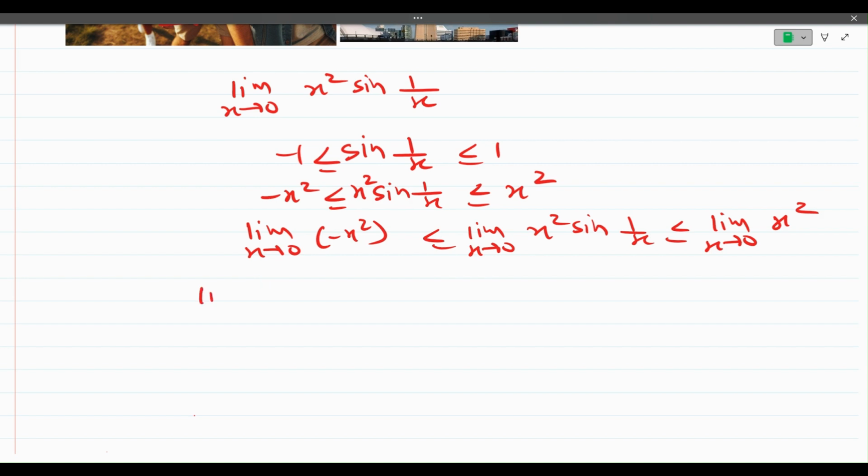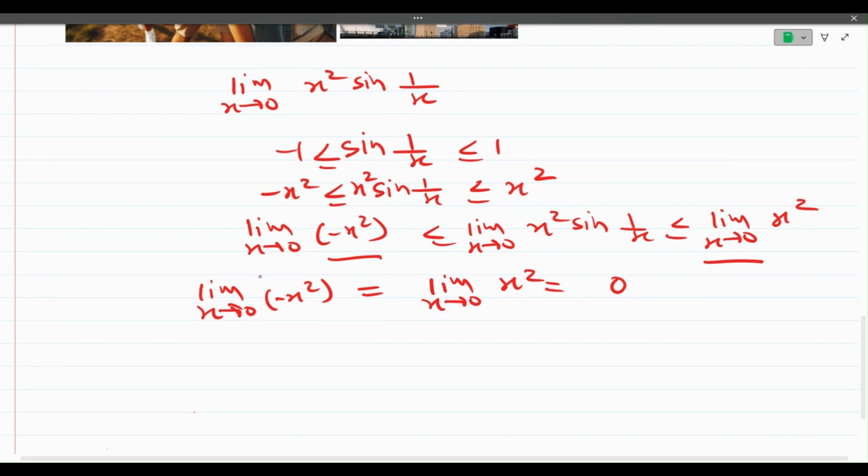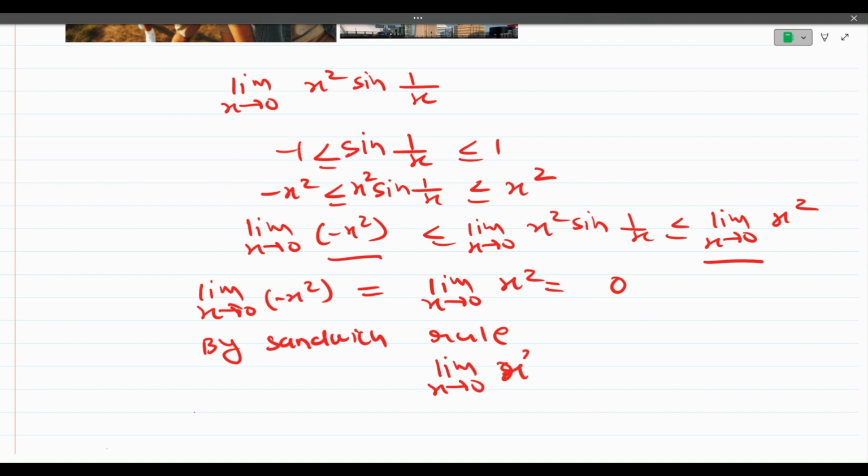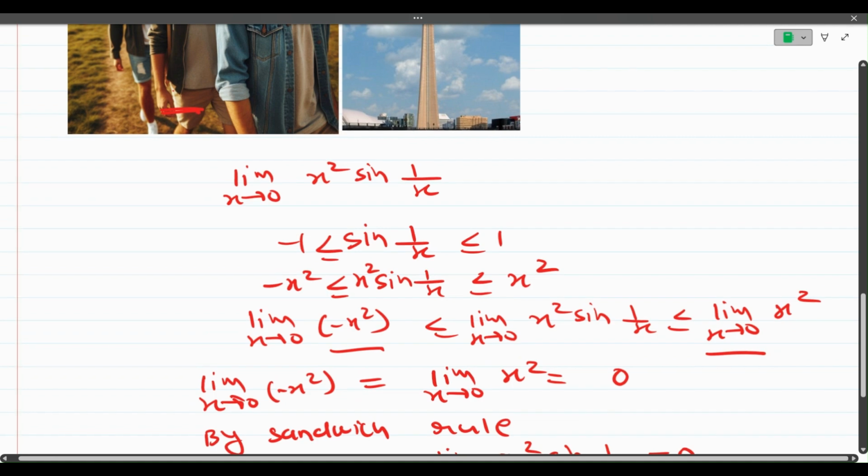So the limit as x tends to 0 of negative x squared, we know that at 0 we can substitute and it gives you 0. So if the function on both sides gives the same result, then by the sandwich rule we can say that the limit as x tends to 0 of x squared sine 1 over x is also equal to 0.